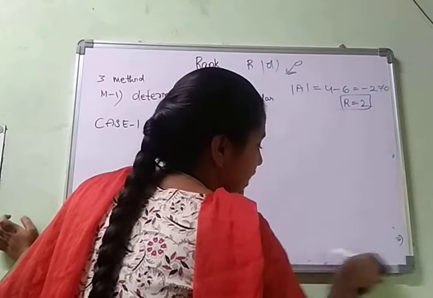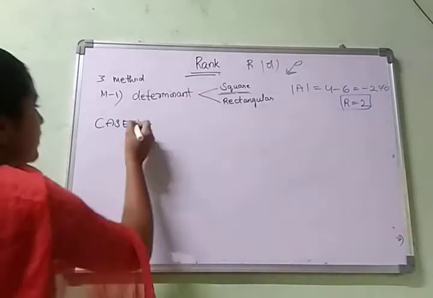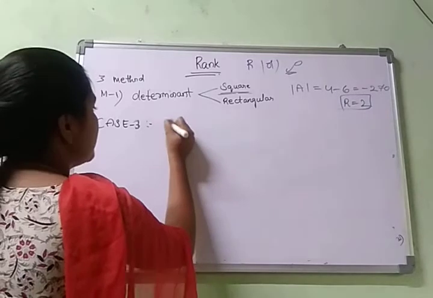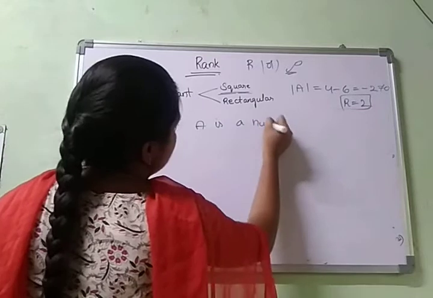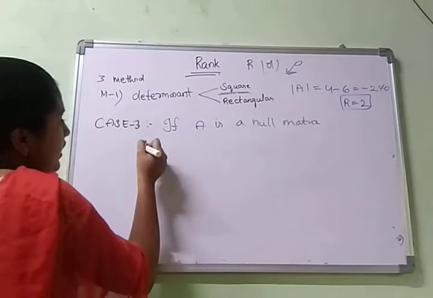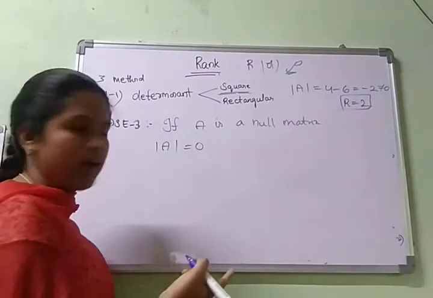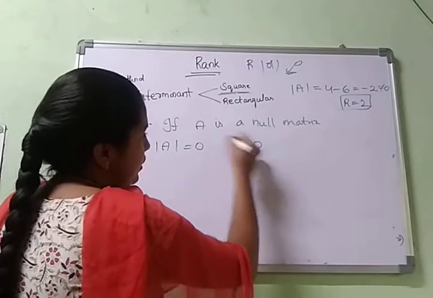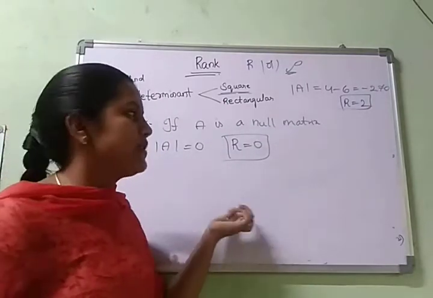Here on this side we have got the ranks as 1, 2 and 3 and not more. So here now case 3 is, if A is a null matrix, det A will be 0. The determinant of a null matrix is 0, you know. So in this case the rank will be 0. Okay, in the case of a null matrix we'll get rank as 0.